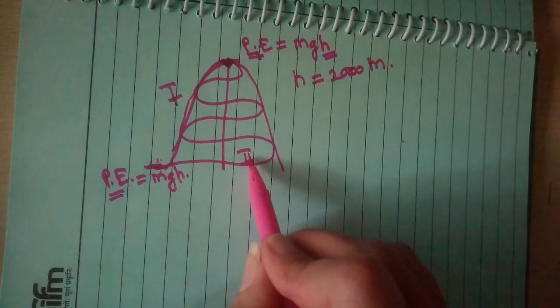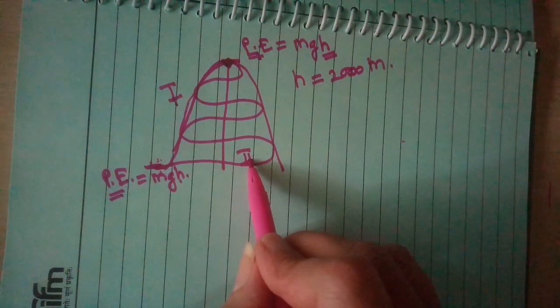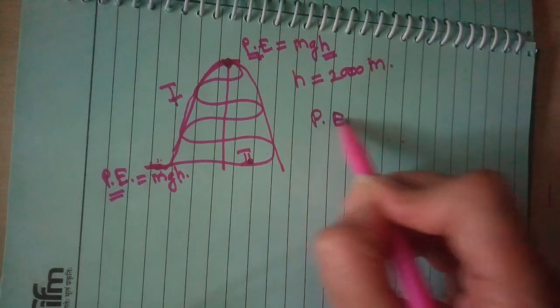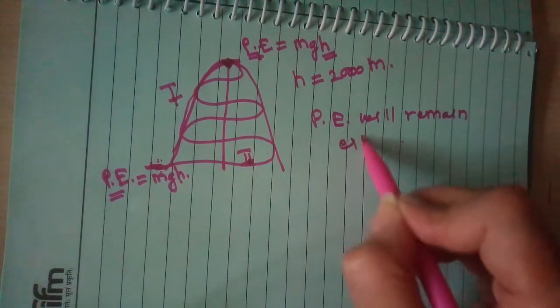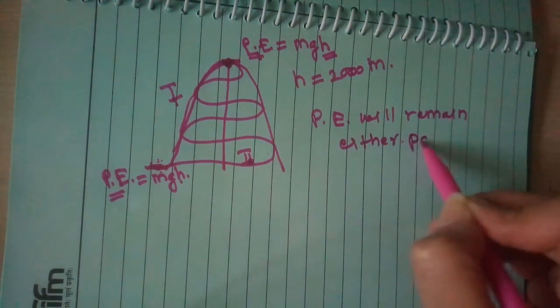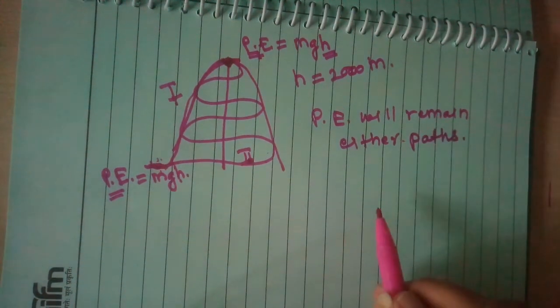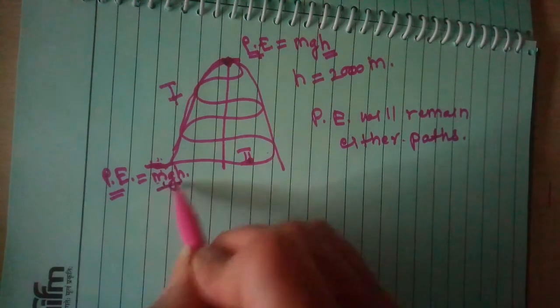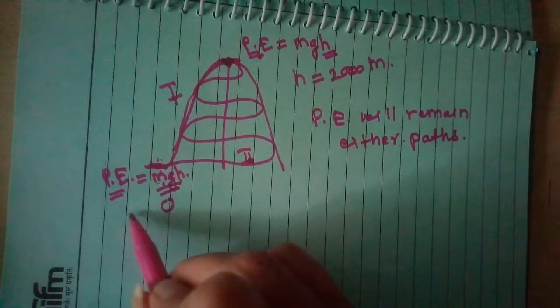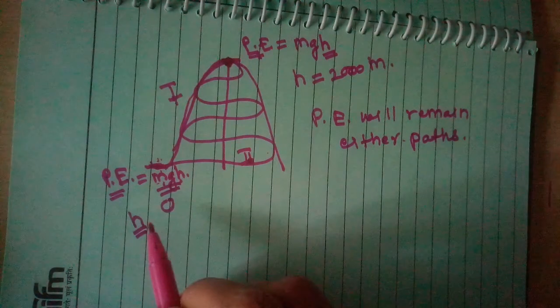Whether you follow path number 1 or path number 2, you are reaching this point, and the value of potential energy in both cases would be the same. So potential energy will remain the same if you follow either path 1 or path 2. Here, the potential energy at this particular point will be 0, because the height is 0, suppose.